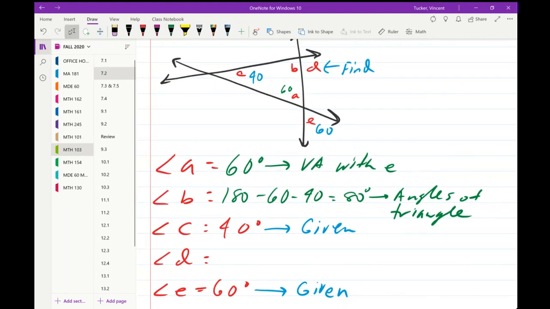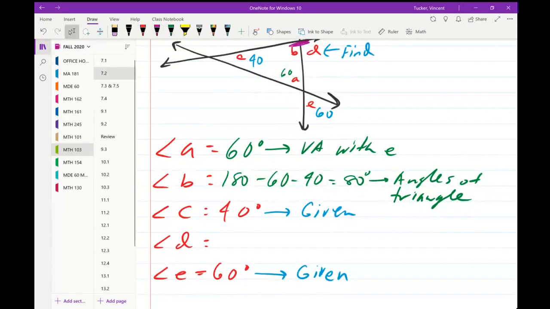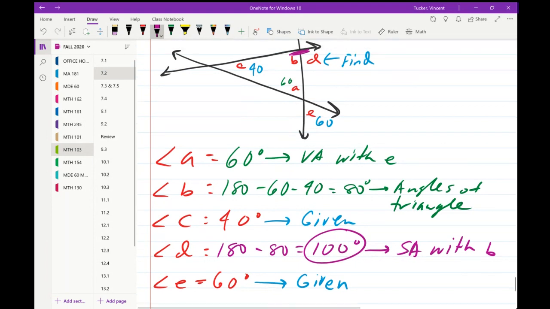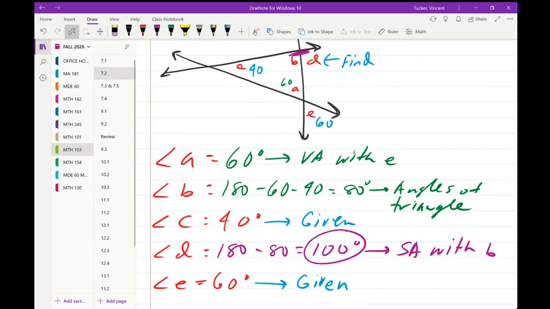And then to find what we're really looking for, which is angle D, we see we have this straight line right here between B and D. So I will do 180 minus angle B, which is 80 degrees, and that will be 100 degrees. That's my answer. And the reason being is because that's a straight angle with angle B. So they wanted us to find D, but we had to find all of the other angles in order to get to angle D.